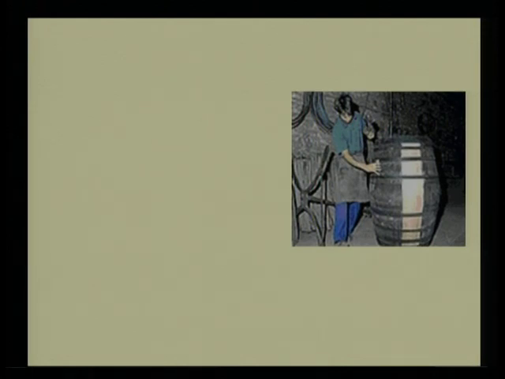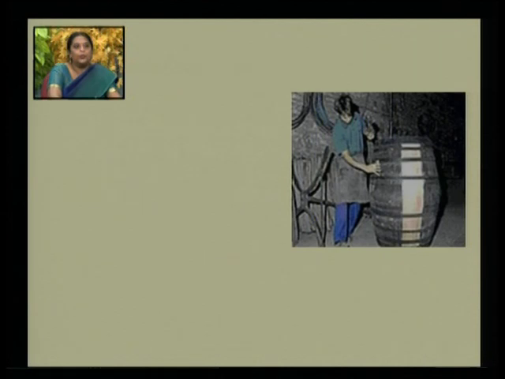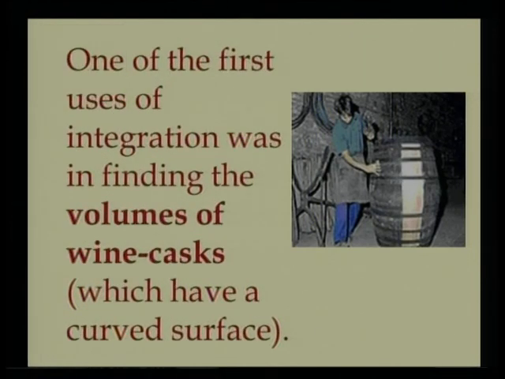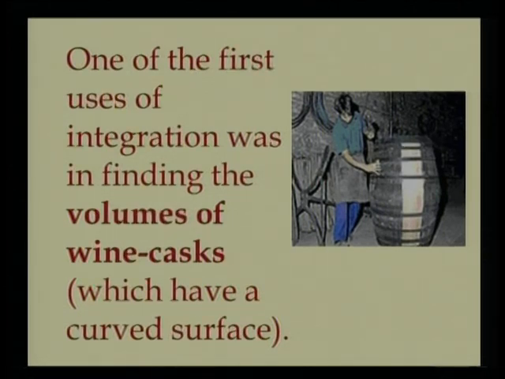The wine casks. These are the wine casks where wines are stored. Integration formulas were used to find out the volume that could be contained within these casks, because these casks are curved surfaces. So in order to find out the volume of wine that could be contained within these casks, integration formulas were used.